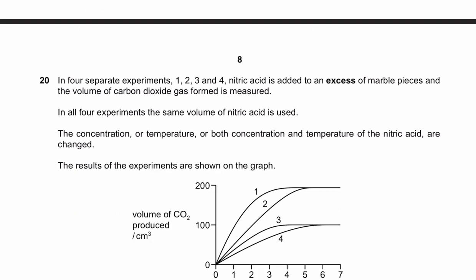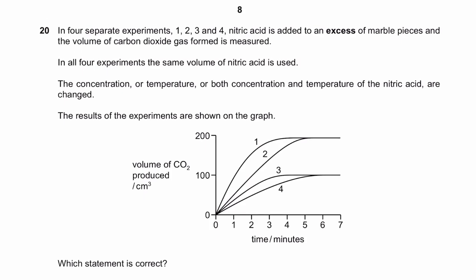And fourth, excess of marble pieces. You have nitric acid added to excess of marble. So nitric acid is my limiting reactant. Okay? So if you change the concentration of nitric acid, it's also going to change the amount of carbon dioxide that's going to be produced at the end, because if nitric acid becomes limiting, the concentration would not only change the rate of reaction, rather it would also dictate the volume of carbon dioxide being produced, and we've discussed this in class.